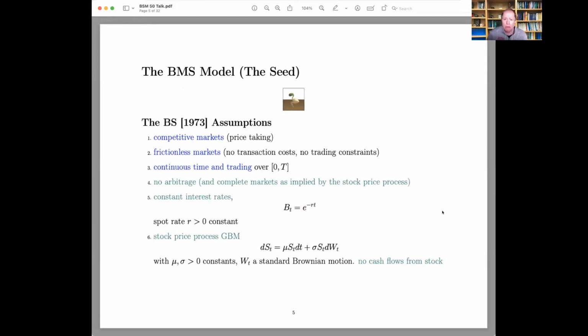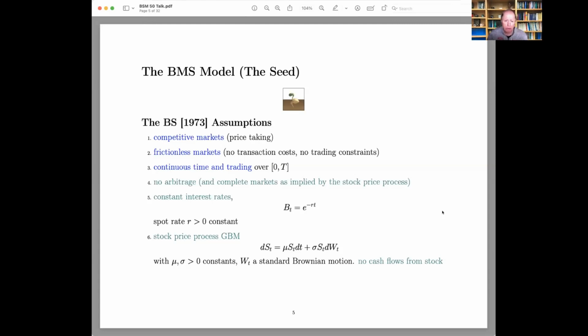All right, the BMS model. A model is characterized by its assumptions, so I'm really going to emphasize the assumptions and then subsequently the implications. As we can see here, there are 6 assumptions. Those assumptions that are quite common and well understood, I'll just mention them, and I won't go into a deeper explanation of what the assumption means. So we have competitive markets, frictionless markets, continuous time and continuous trading. The emphasis is continuous trading, and the notion of no arbitrage.